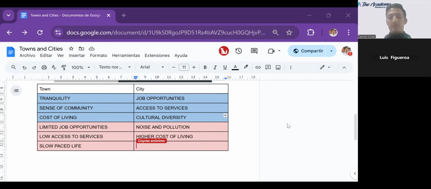Higher cost of living. Y congestión de tráfico, o sea, traffic congestion. Congestión de tráfico en English es traffic jam. Traffic jam. Ah, okay, ya. That means congestión. Excellent. So, super Luis, very clear, right?